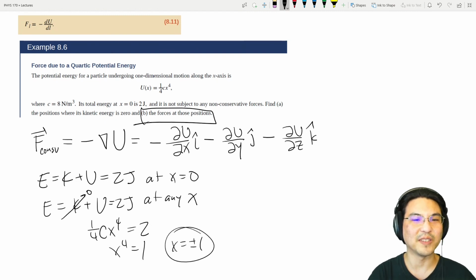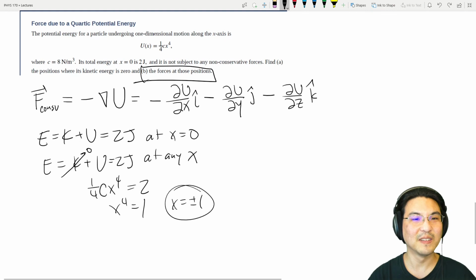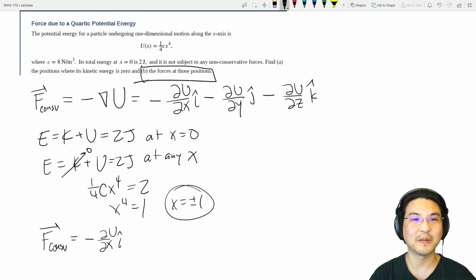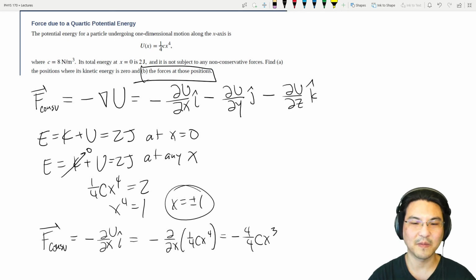Part B, the force. How do you even get force from potential energy? You take the gradient, which in this case is one-dimensional. To find the conservative force associated with the potential energy, take minus the gradient. There's only the x component anyway. So take minus the derivative of 1/4 c x to the 4th. Then that's minus 4/4 c x cubed, so minus c x cubed. Then take this and plug it in right there.